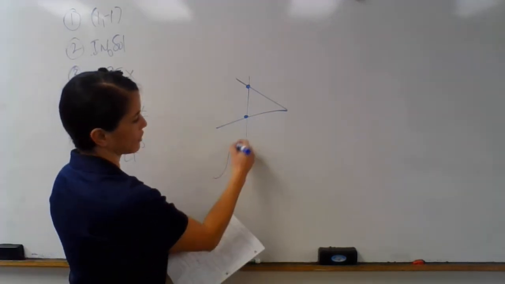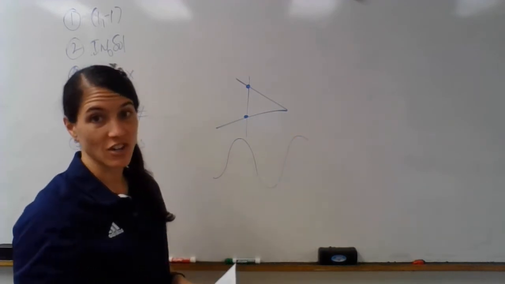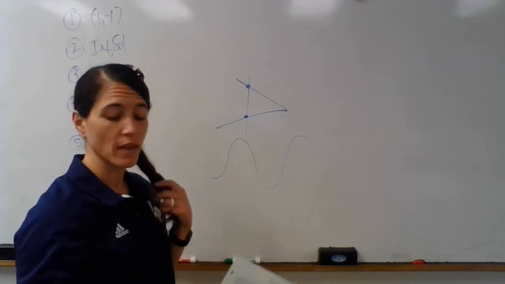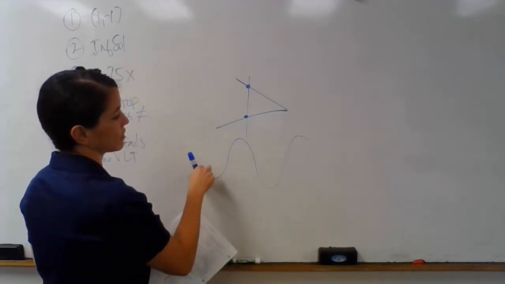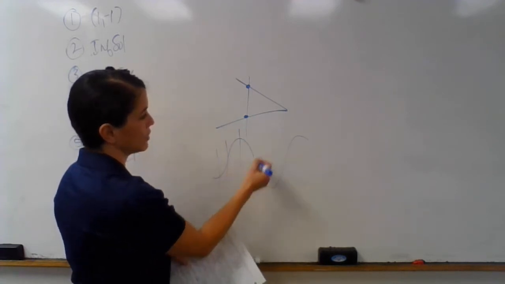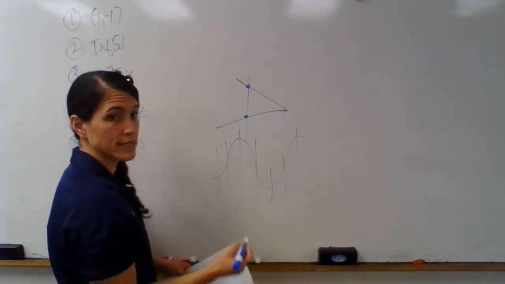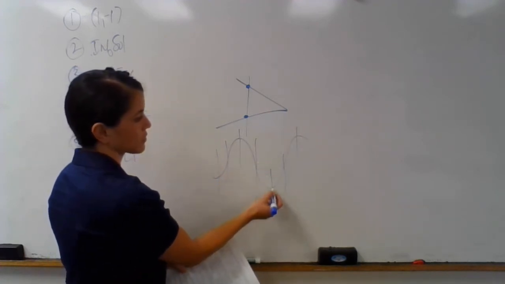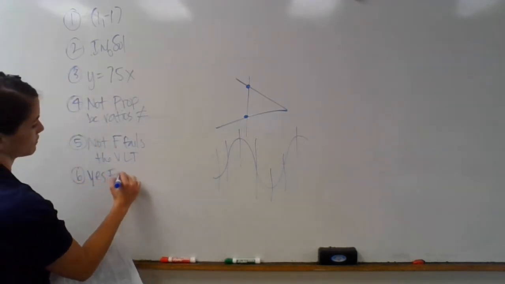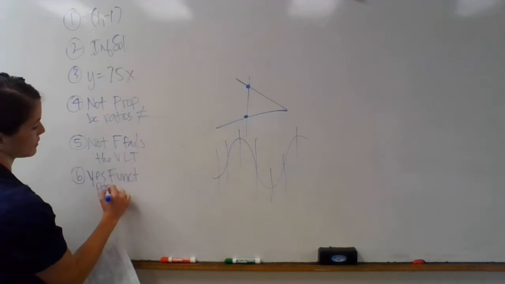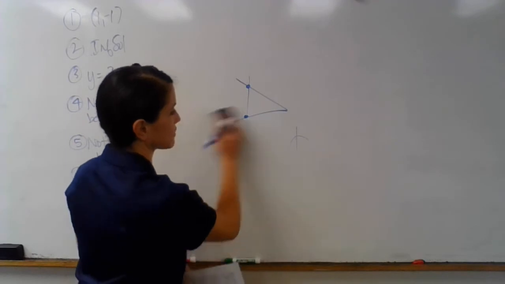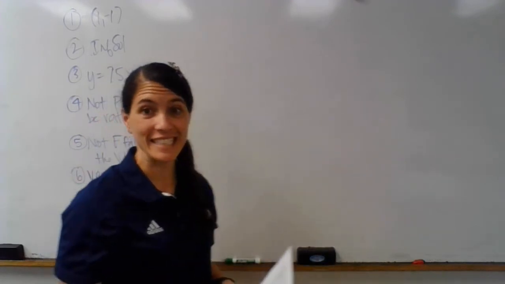Number 6 is a graph that looks like this. I think that's either the sine or the cosine function, if you've ever heard of trig: sine, cosine, tangent. This is a vertical line test. It is a function because if you draw a vertical line all through, it only ever touches one time. Once. So yes, number 6 is a function, it passes the vertical line test. Okay, we're moving right along.